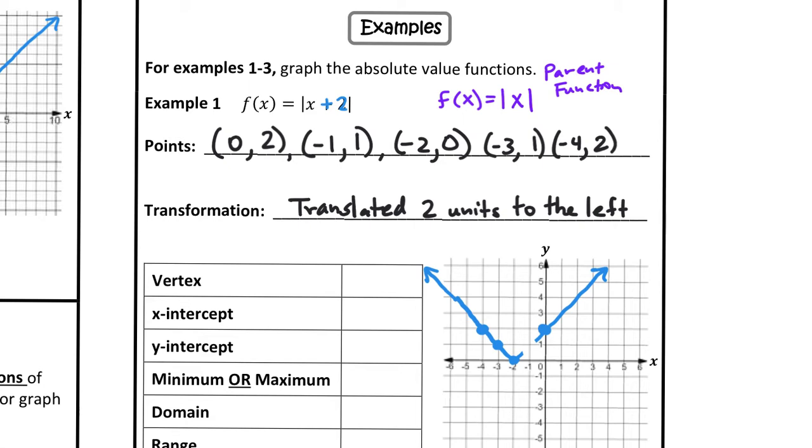I'm waiting for the pen to load. There we go. Okay. So now we can answer a couple questions about the graph. What's the vertex of this graph now? Where do these two lines meet? What's this location? It's negative 2, 0.